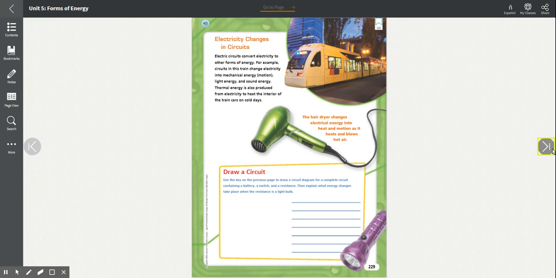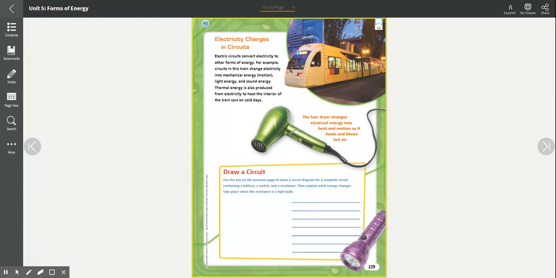Nope, I didn't. All right, electricity changes in circuits. Electric circuits convert electricity to other forms of energy. For example, circuits in this train change electricity into mechanical energy, which is motion, light energy, and sound energy. Thermal energy is also produced from electricity to heat the interior of the train cars on cold days. The hair dryer changes electrical energy into heat and motion as it heats and blows hot air.